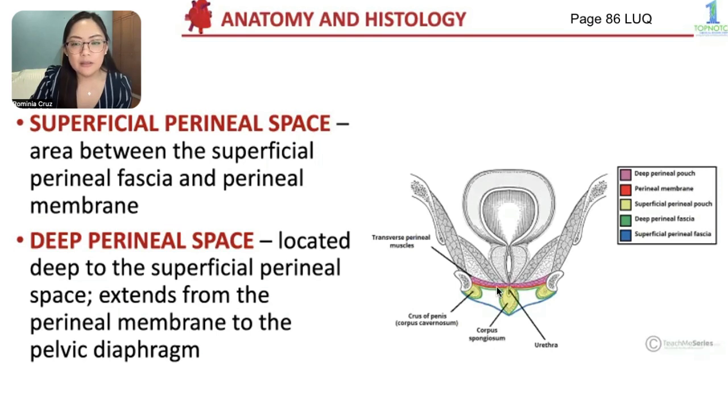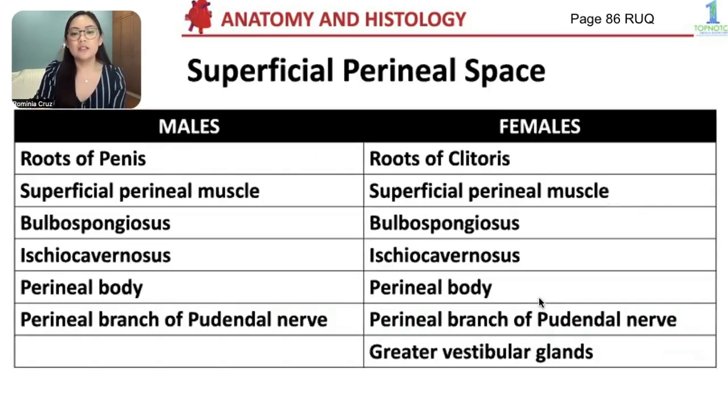And the space between the perineal membrane and the superficial perineal fascia is your superficial perineal space, while the space between the perineal membrane and the pelvic diaphragm is the deep perineal space. Okay? So, anong structures ang nakikita sa spaces na to?